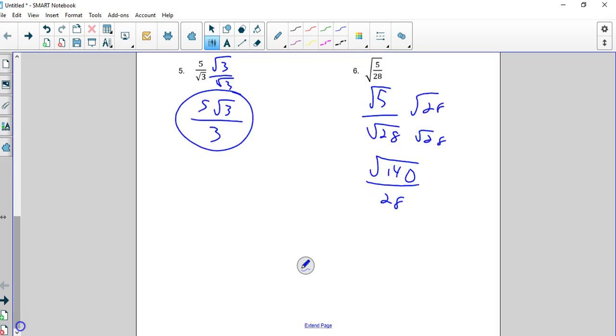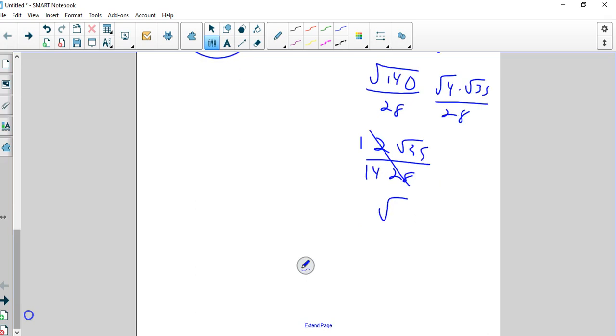Not finished yet. We have to find out what perfect square number goes into 140. So we look at our chart, and we find out the biggest number is 4. So it's radical 4 times radical 35 over 28. Well, the square root of 4 is 2, radical 35 over 28, and these can simplify, 1 and 14. So what we're left with is radical 35 over 14.